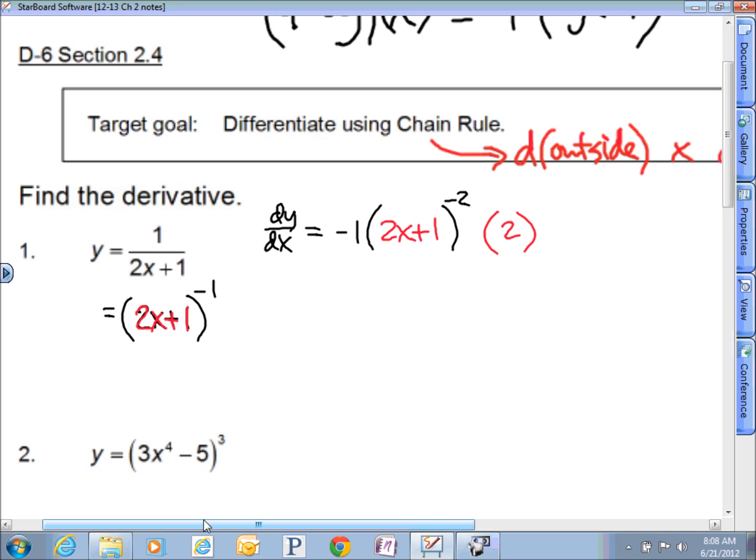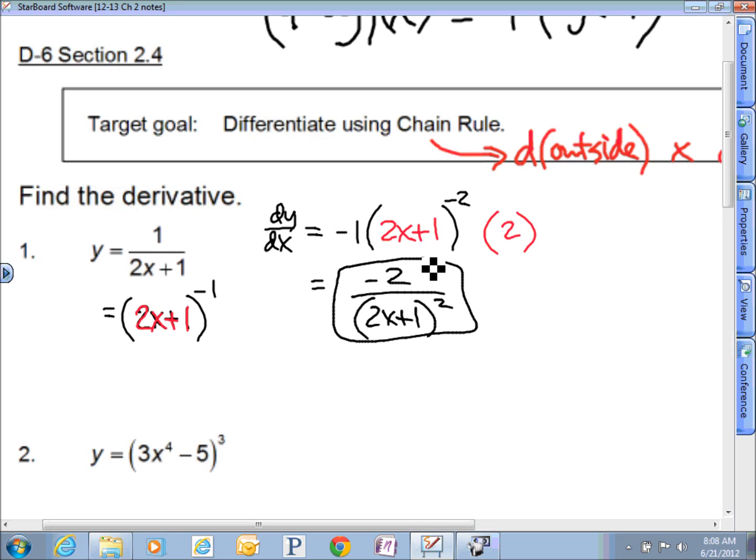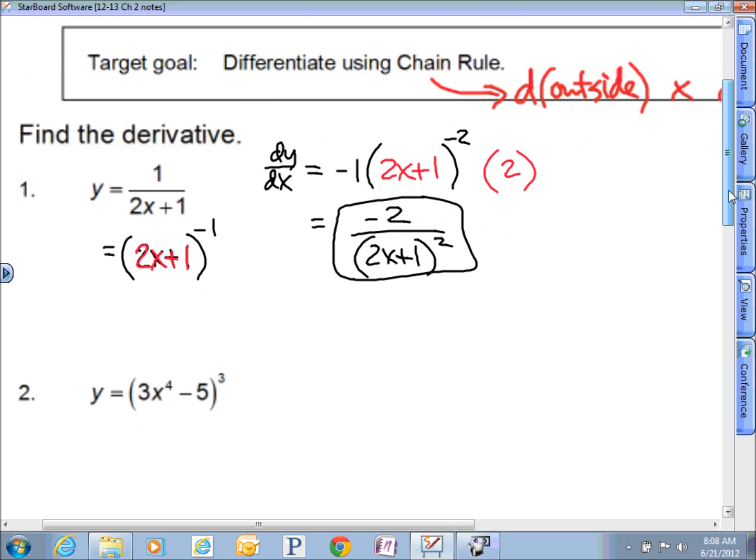So if we go and we clean this up, let's see. So we've got a negative 2 in the numerator over a 2x plus 1 quantity squared. And again, remember, never, ever multiply out denominators. It's no good.